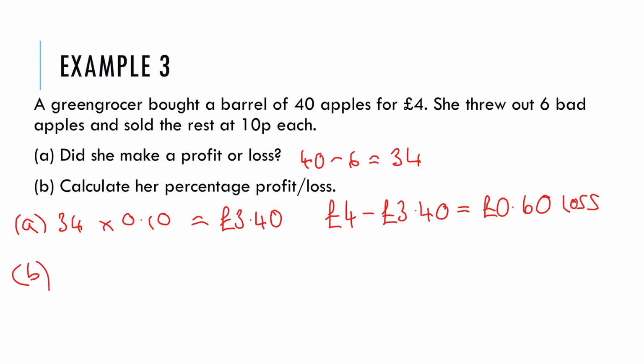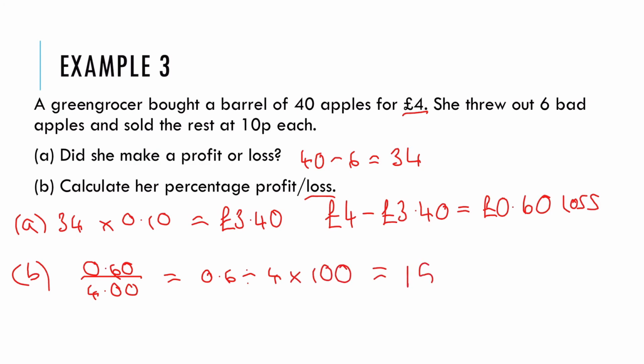Part B, calculate her percentage profit or loss. So we know that it's a loss now. So we want to take the actual loss, which was 60p, and put it over the original cost. The original cost was £4. And we want to change that into a percentage, which is 15%. So there was a 15% loss there.